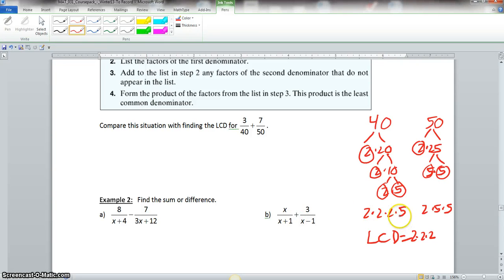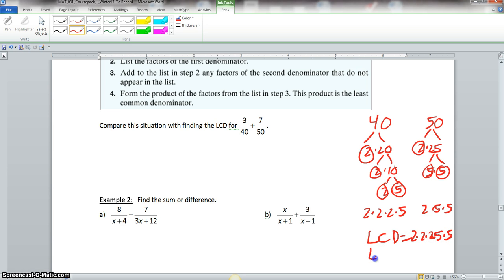Picking up where we left off, we were looking at the fives here. We have a 5 in the prime factorization of 40, and we had two fives in the prime factorization of 50. Remember, when you have the same digit in both, you take the one that has the most of those digits. So we would have two fives.